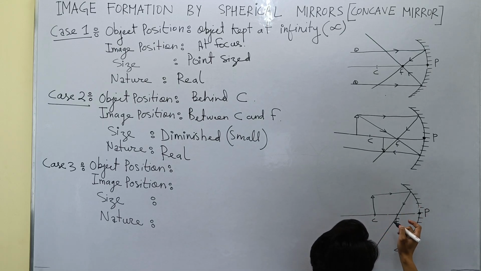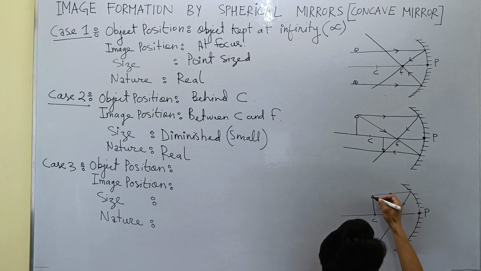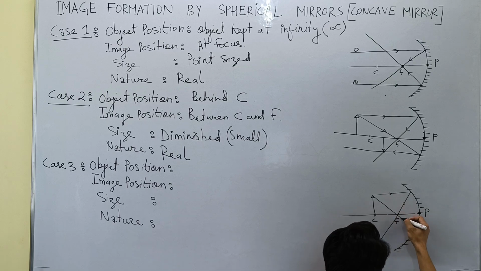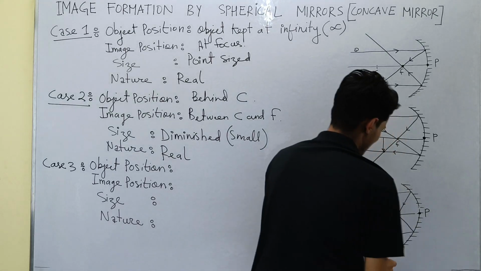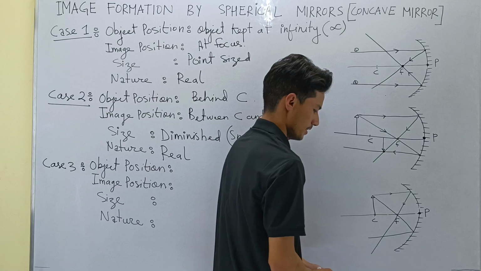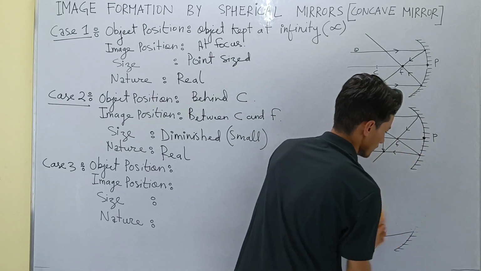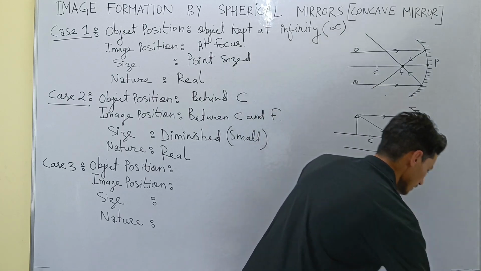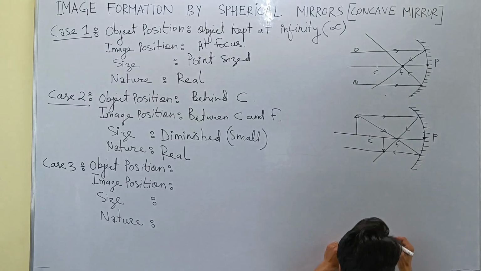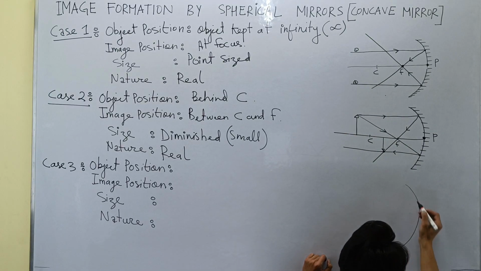Now time to draw the second ray. So let's draw the second ray. For the second ray I will use whatever I used earlier, which is I will make the ray pass through the focus. Then after reflection it will... Now this is a mistake. Actually it is supposed to be here. That is why we have to practice. So I have to draw again. So let me draw again. I have to get the image at C.